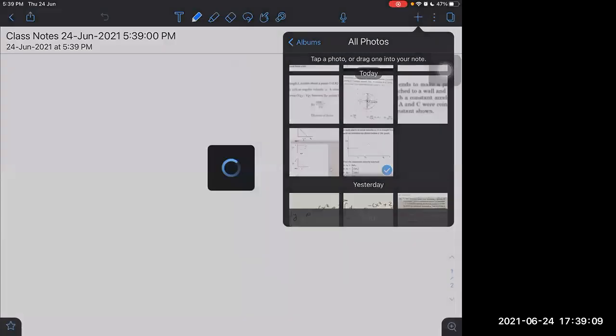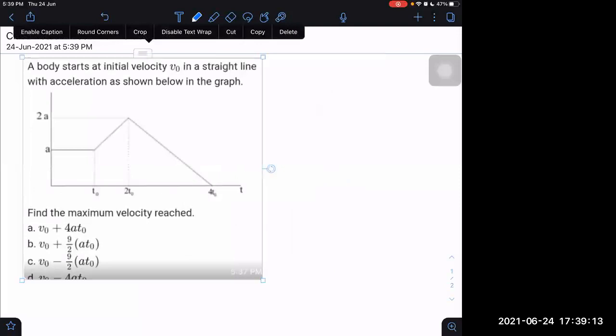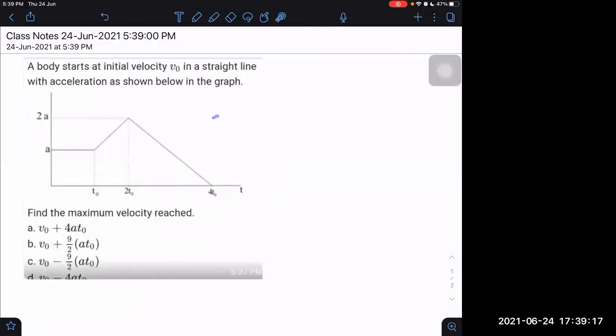This is one question. A body starts at initial velocity v0 in a straight line with acceleration a as shown in the graph below. Find the maximum velocity reached. It starts with v0.